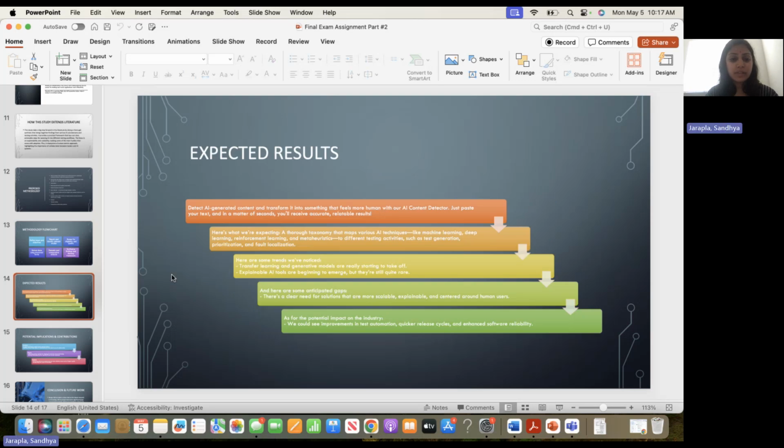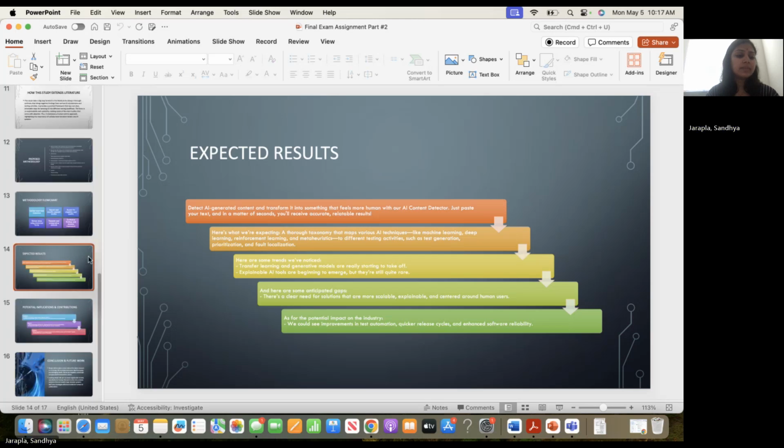So, what are the expected results of my paper? I expect to identify the recurring themes, classify AI techniques by task, and evaluate their strengths and weaknesses. The goal is to create a roadmap for applying AI effectively in the testing area, which will help industry professionals who are in this domain. So moving on to the next slide.